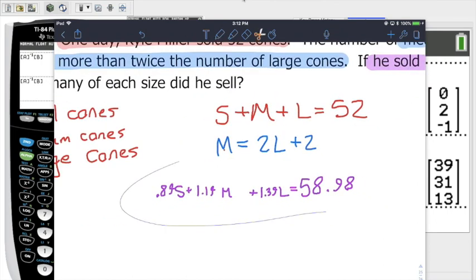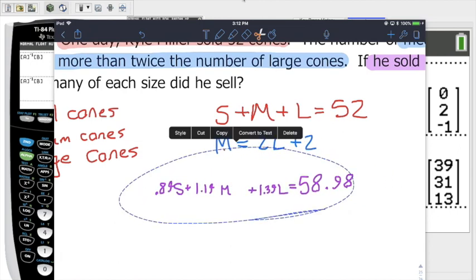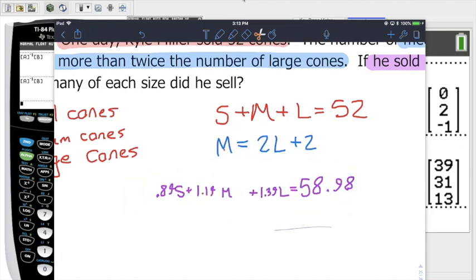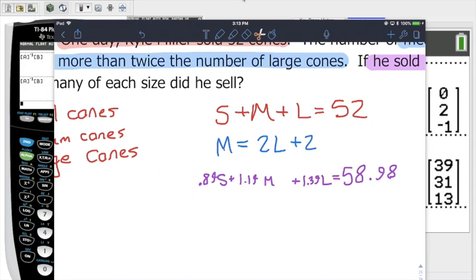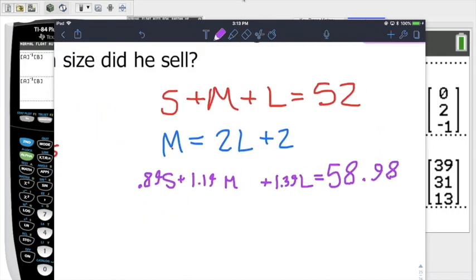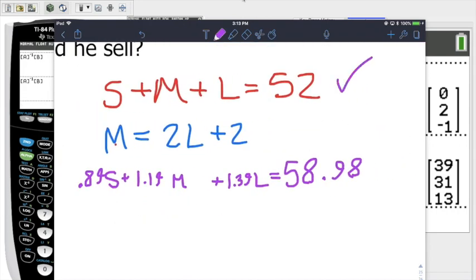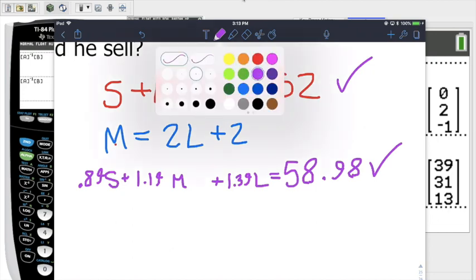So we are almost ready to go. Okay. First equation, you got all your variables together on one side and your constant on the other. The second one is not, so we're going to have to modify that. And then your third equation, it's got decimals, but it's ready to go because it's got the S, M, and L all together.